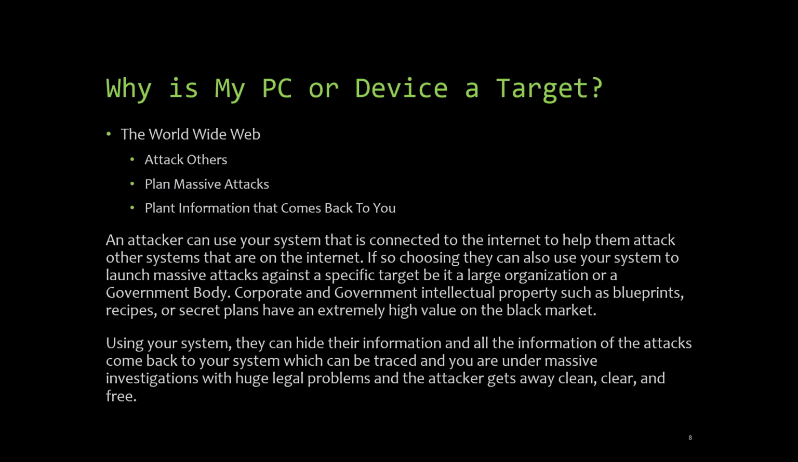Corporate and government intellectual property, such as blueprints, recipes, secret plans, have an extremely high value on the black market and can often be sold for millions upon millions of dollars. This is the whole thing behind corporate espionage. Using your system, they can hide their information and all information of the attacks, and it will look like it all came from your system. So when it's back traced, it will come back to you, which can potentially put you under huge legal problems while the attacker gets away clean and clear.